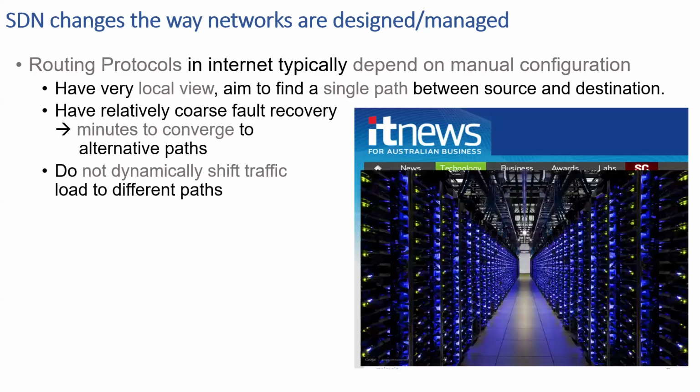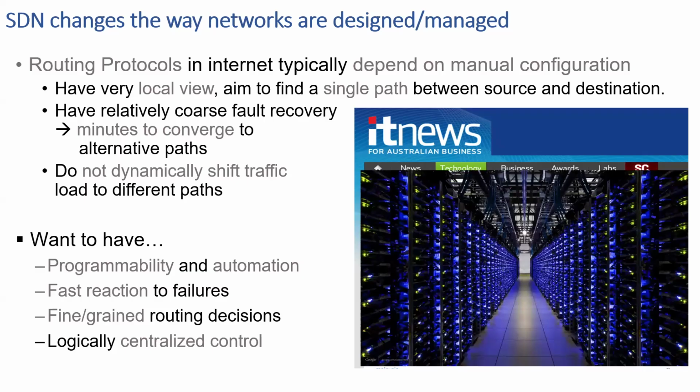So we want to have programmability, automation, fast reaction to failures, fine-grained routing decisions, and so on. Locally centralized control. We can do all this only using some unlimited or extremely large computational resources. What does it mean, computational resources? It means that we use some cloud infrastructure or other infrastructure for processing our requests. It is possible to make it.